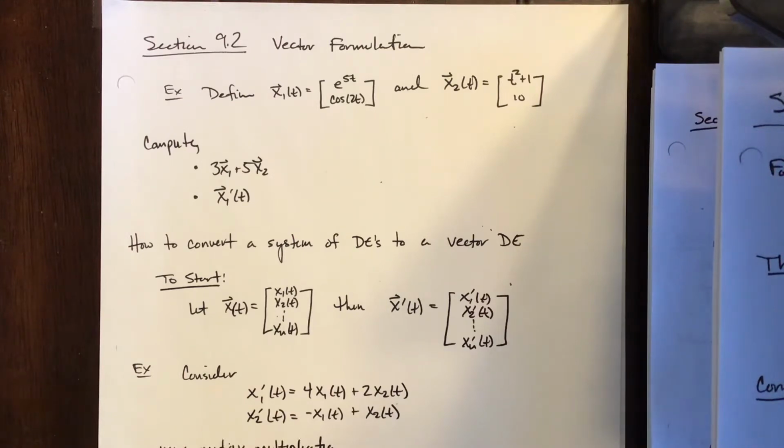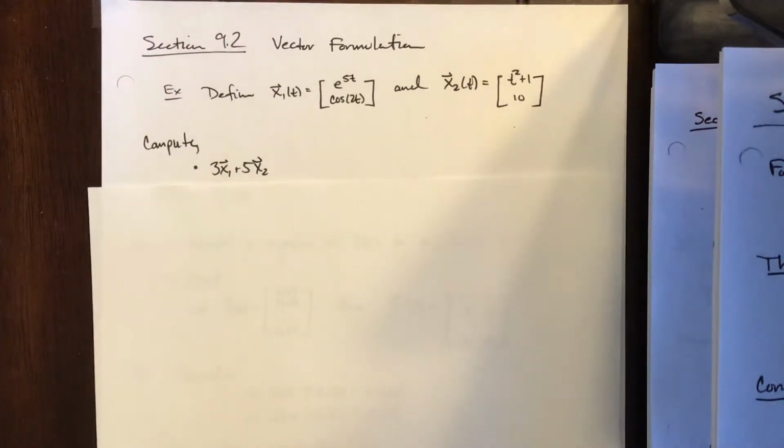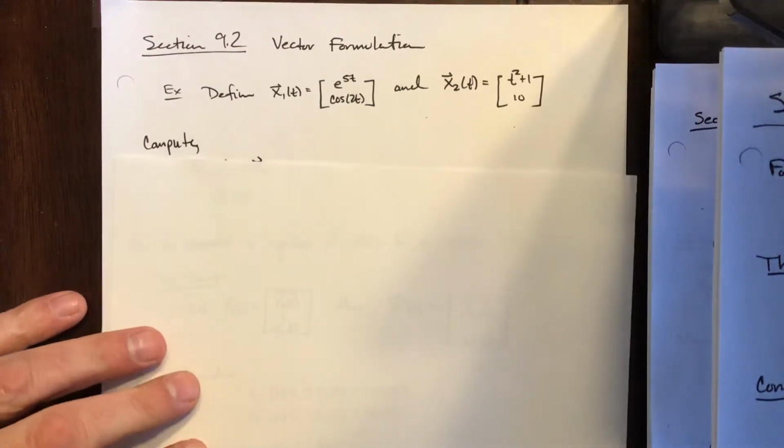Now, if we define the vector x1 to be the functions e to the 5t, cosine 2t, and x2 to be t squared plus 1 and 10, let's compute 3x1 plus 5x2. Okay, well, how would you do that? Well, you would treat it much like you would a vector with scalars instead of functions as inputs.